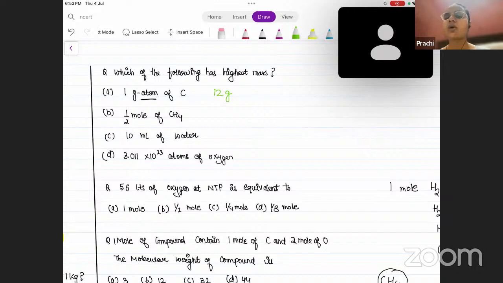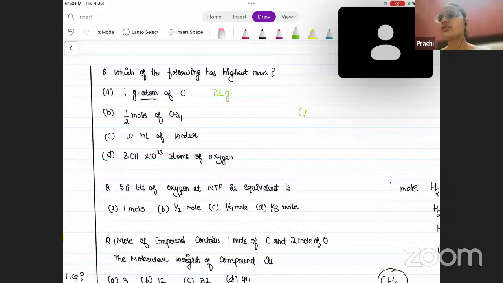Correct? Now, here it says half mole of CH4. What will be the molar mass for CH4? You have to reply in the chat, what will be the molar mass for CH4? I'm looking at the chat on my phone. So you have to reply. I am waiting for your replies. What will be the molar mass for CH4?